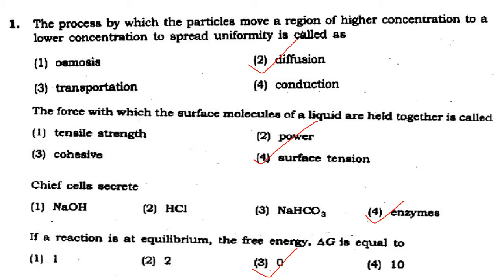Next question. Chief cell secrete. Option 1 NaOH, 2 HCl, 3 NaHCO3, and 4 enzymes. Answer is option 4 enzymes.